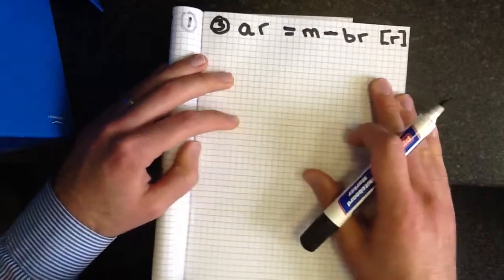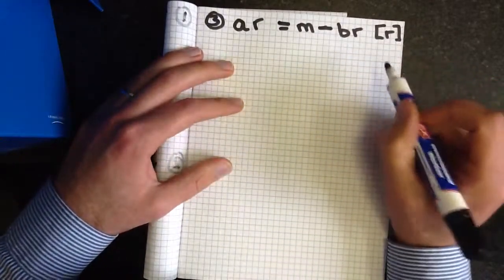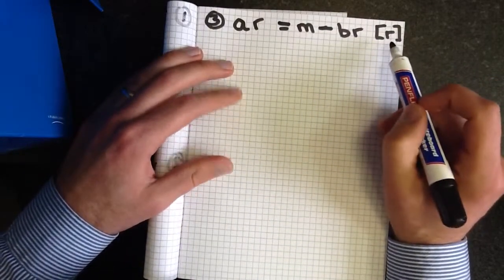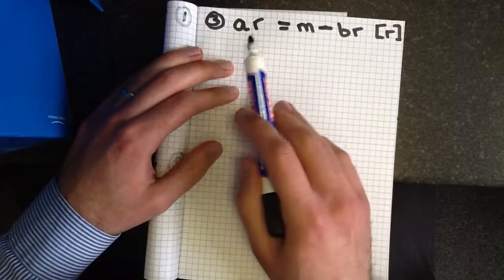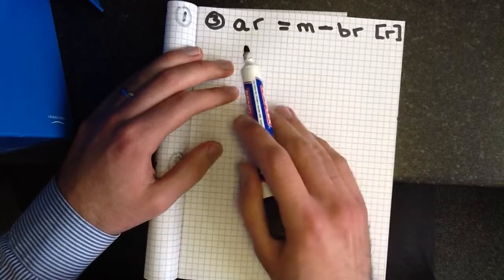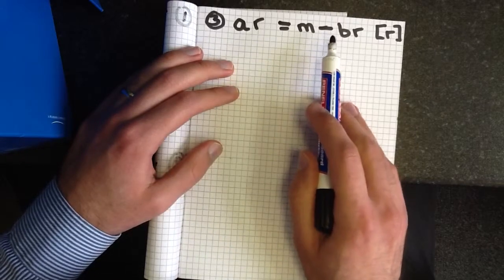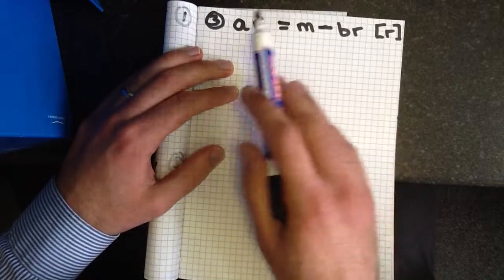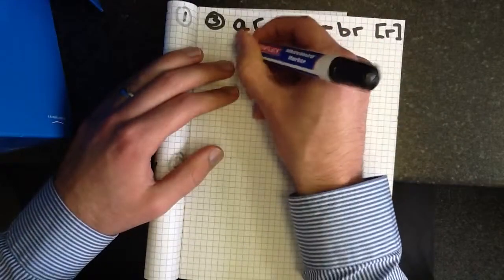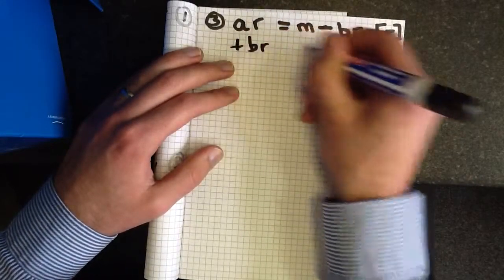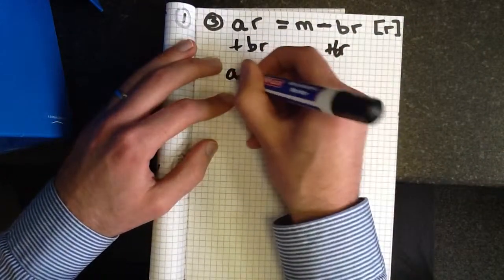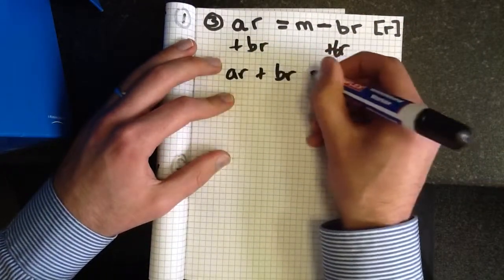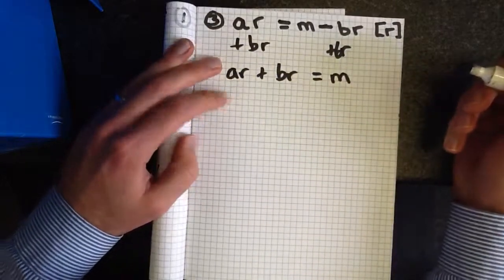Finally, a more challenging one. Here I want to make r the subject of the formula, and I want you to notice that r appears on both sides of the equation. So the first logical thing to do is to bring this across. So I'm going to add br to both sides. So that gives me ar add br equals m.